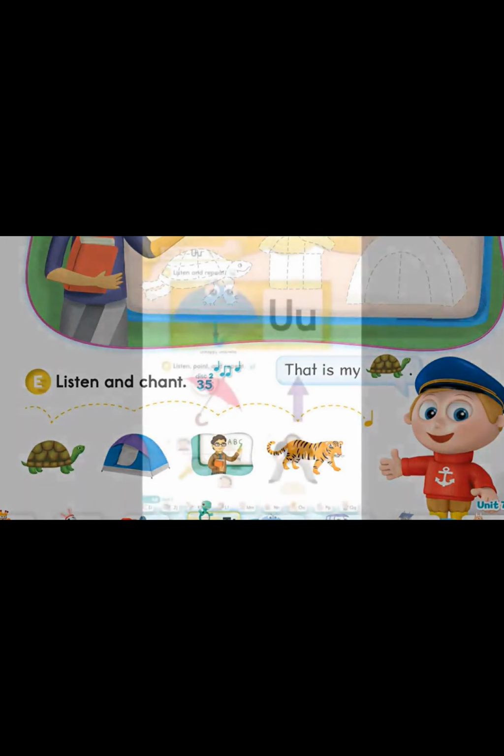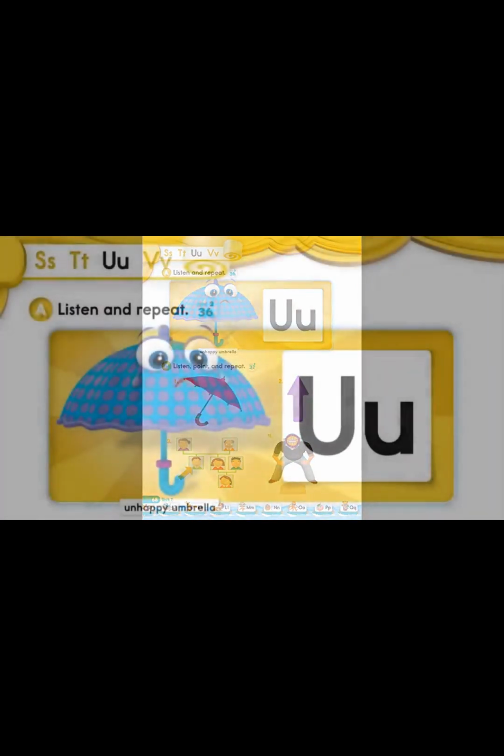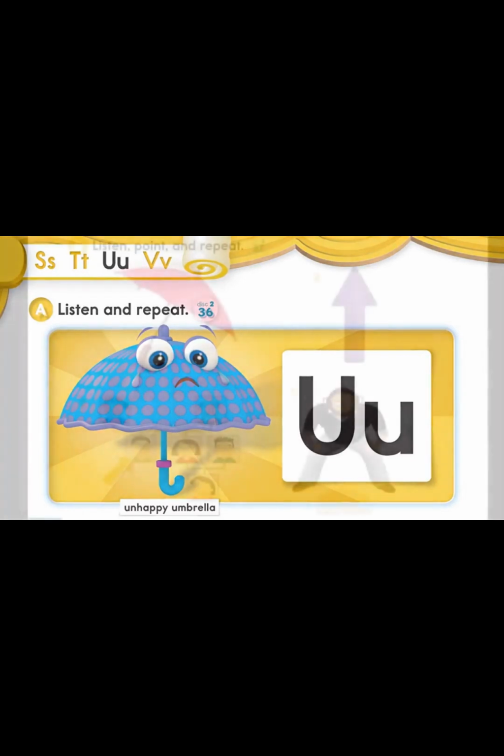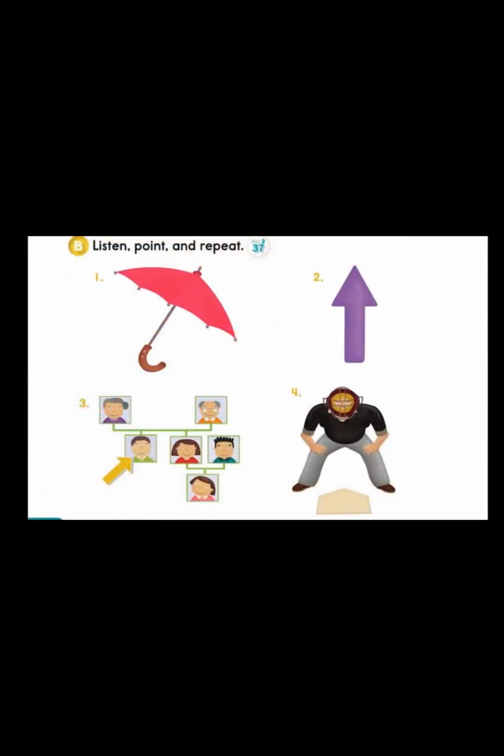Page 68. The letter U. A. Listen and repeat. Hi, I'm an unhappy umbrella. This is the U sound. This is the letter U. Unhappy umbrella. What's the beginning sound? Uh. What letter is this? U.